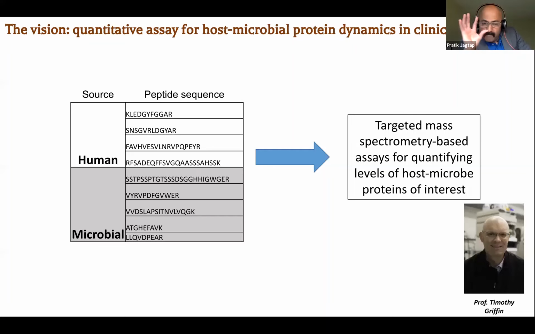So the big plan, and we are still working on this project, is to have a panel of microbial peptides as well as human peptides, so that you could use them for targeted analysis and hopefully help in diagnosis of the state of the patient that is under study, so that one can understand whether it should be treated as cystic fibrosis or should be treated otherwise.